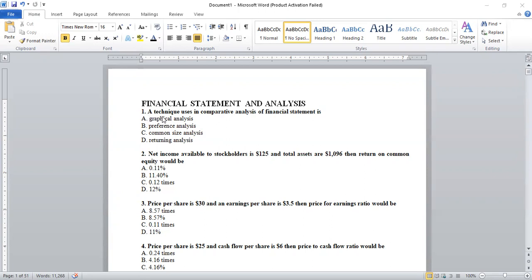Let's start with financial statements and analysis. These are questions related to financial statements and financial analysis. The first question: a technique used in comparative analysis of financial statements is graphical analysis, preference analysis, common size analysis, or trend analysis. The right answer is common size analysis, which is used to analyze financial statements.